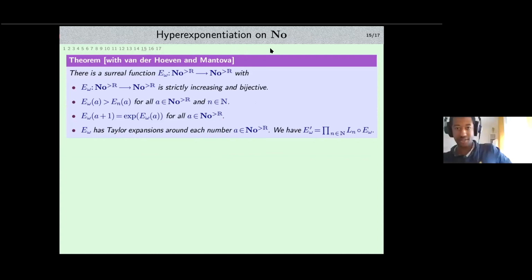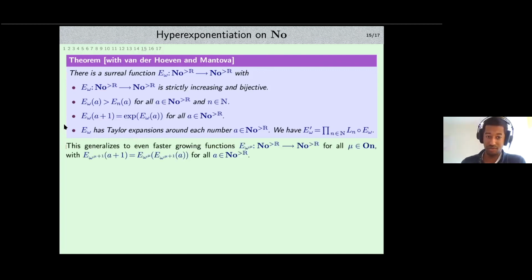We defined a sort of Surreal version of the hyperexponential, which is a strictly increasing bijection between positive infinite Surreal numbers, which is greater than every finite iterate of x, which satisfies the same equation as before, and it also has Taylor expansions, as we saw with the transseries.